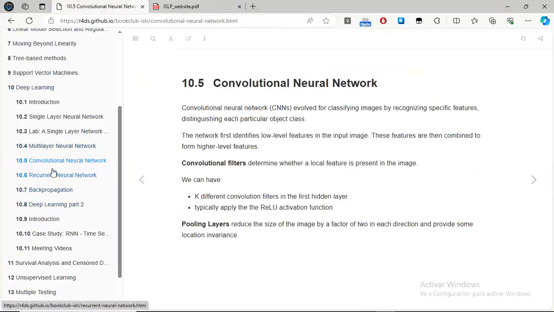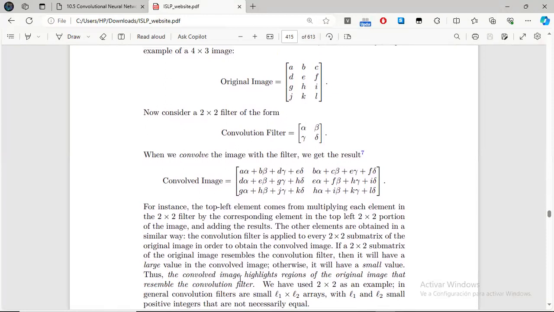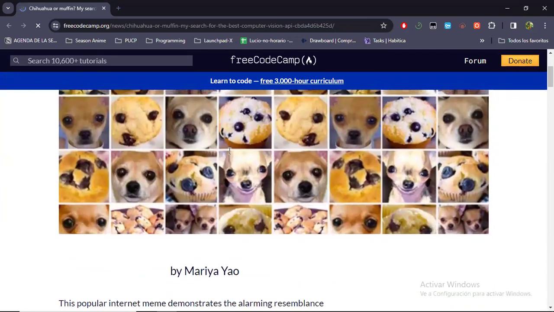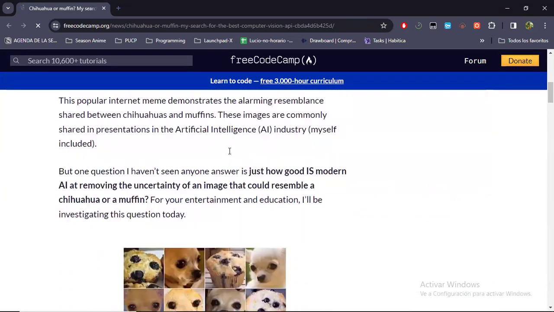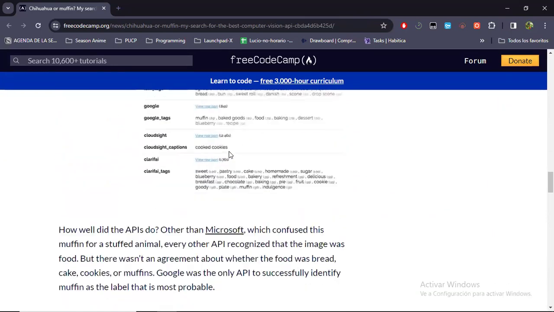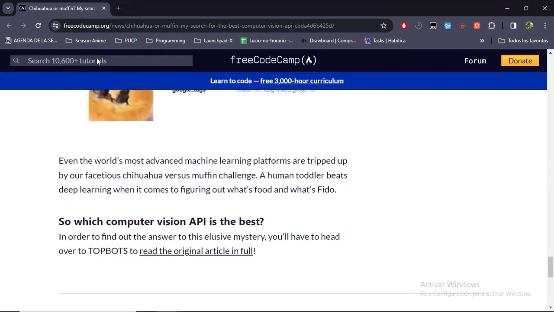Because there is no comment over here in the notes from ISLR, maybe just a quick comment. There is a comment in the chat. Okay, let's open it right now. Chihuahua or muffin? My search for the best computer vision API. Oh, so cute. Not sure if the computer vision is the same exact thing, but yeah, that picture of is it a muffin or is it a chihuahua? Yeah. Oh. Okay, pretty interesting.